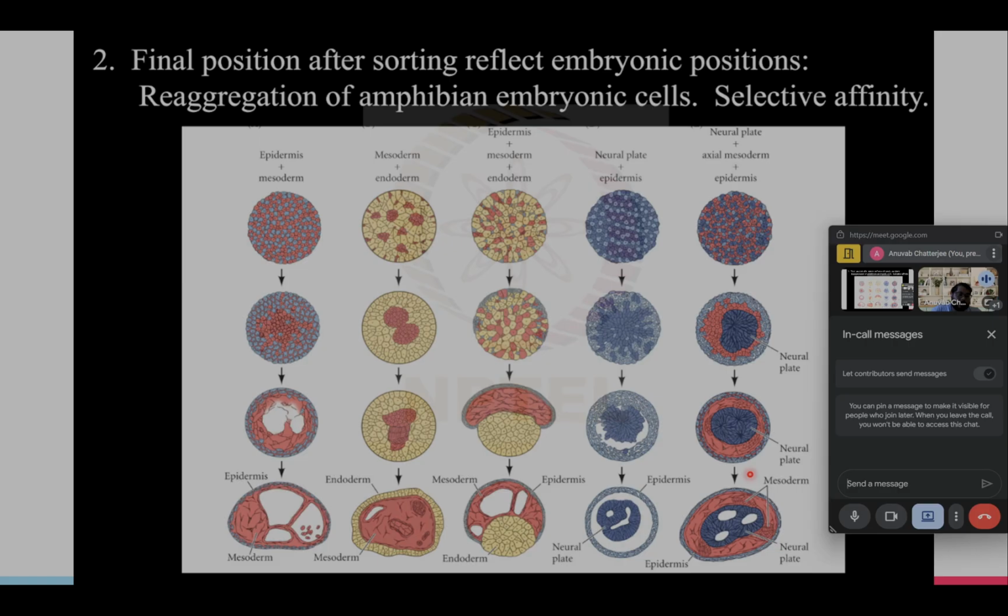So based on this, Townes and Holtfreter proposed the selective affinity hypothesis, which states that cells which are similar to each other will have affinity towards each other, and that is why they aggregate together. So that is why the mesoderm only aggregates with the mesoderm, neural plate only aggregates with the neural plate cells, and epidermis with the epidermis. So this is known as the selective affinity hypothesis that Townes and Holtfreter built up depending on these experiments.